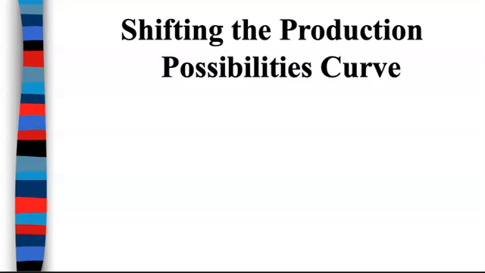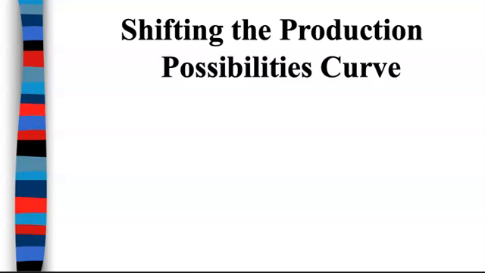Now, a few minutes ago, we talked about how we had made 4 key assumptions. The first 2 assumptions had to deal with the fact that we were going to utilize all of our resources and that we were only going to make 2 things. The second 2 dealt with fixed resources and fixed technologies. But what if those things changed?